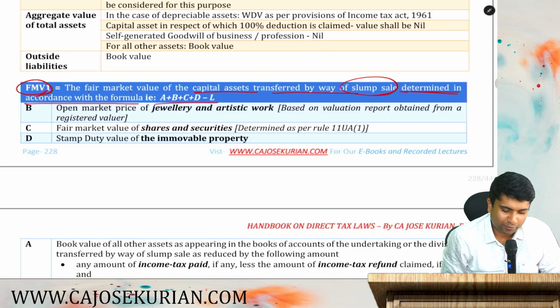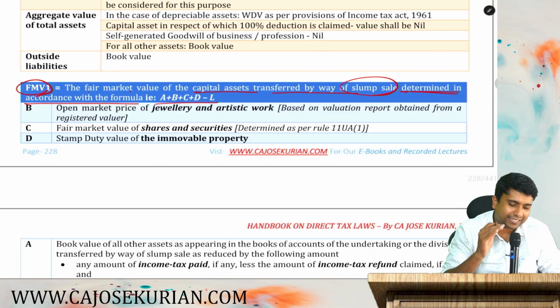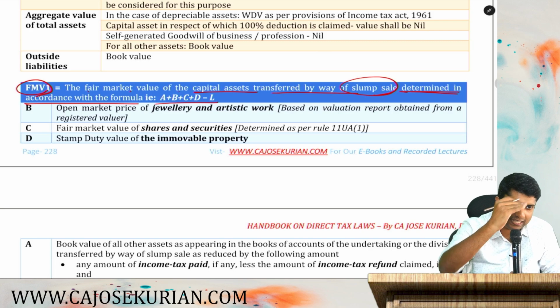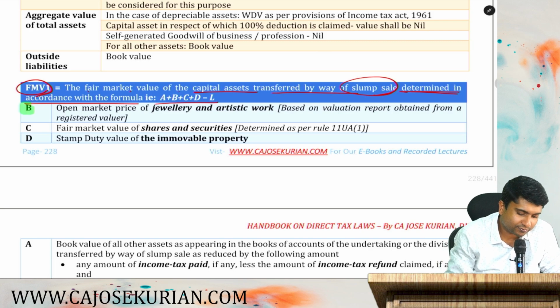Wow. So, jokes apart, the point is A plus B plus C plus D minus L. First, you start with B. What is B?